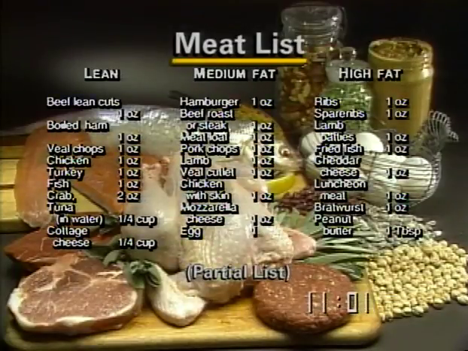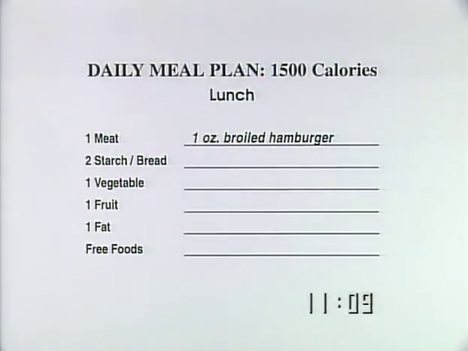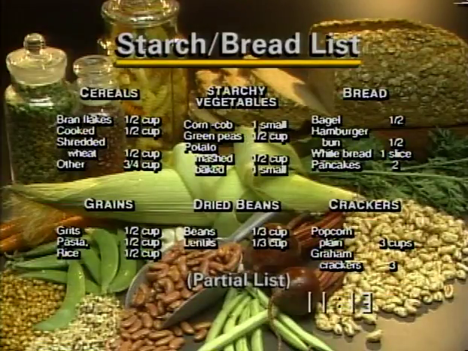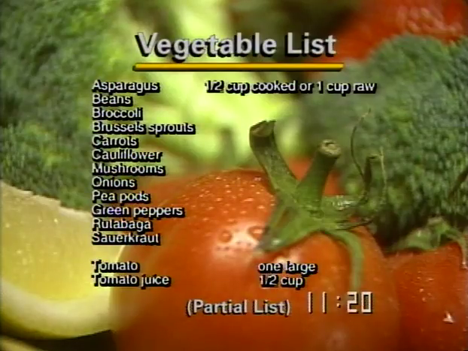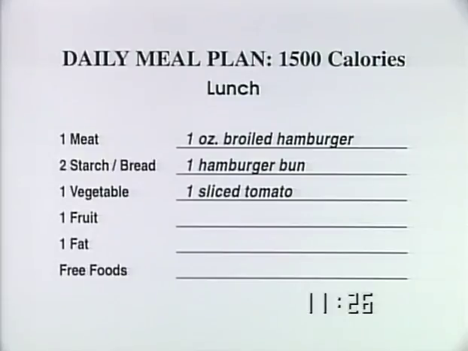This is our first look at the meat list. Like the milk exchange list, the meat list is divided into 3 parts based on the amount of fat and calories. How about a 1-ounce broiled hamburger patty? The 2 bread exchanges add up to 1 hamburger bun, since 1/2 a bun is 1 exchange. Foods on the vegetable list provide minerals and vitamins. Let's use the 1 exchange for a sliced tomato. Put a couple slices on the hamburger and the rest on the side.